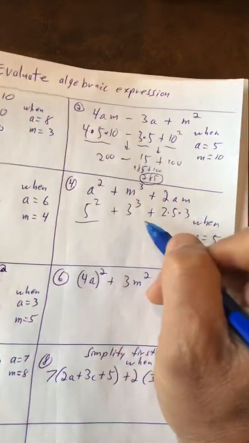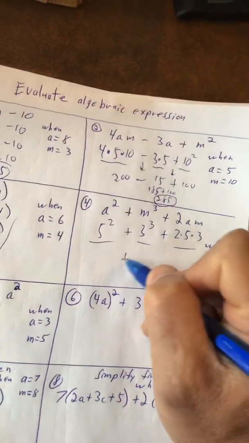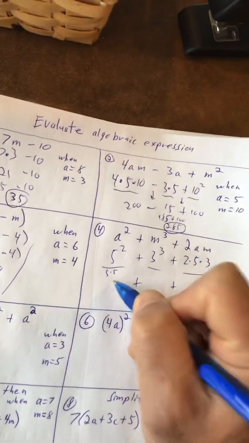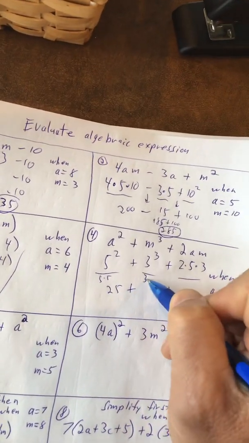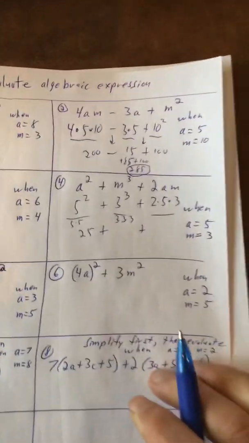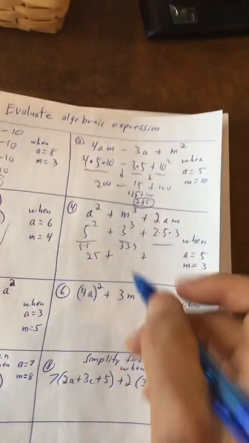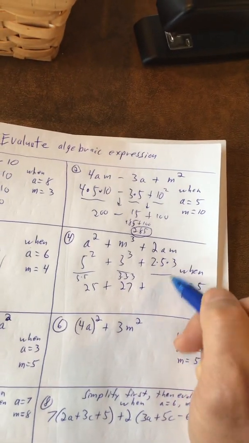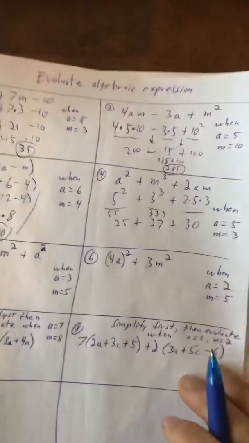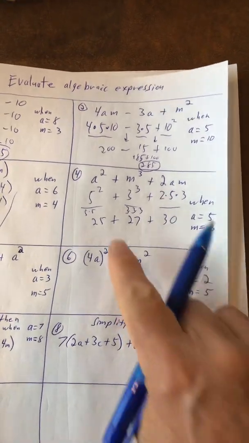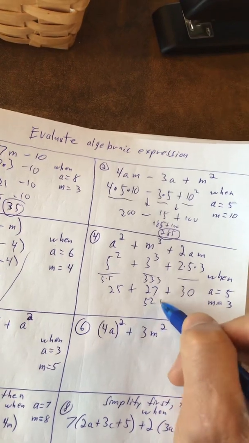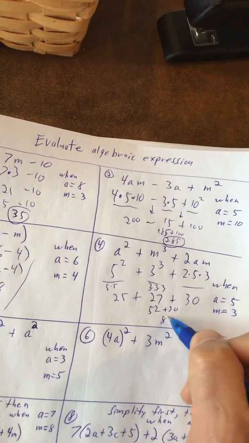So again, I'm going to get my answer, get my answer, get my answer. I'm going to bring down my pluses. This just means 5 times 5. This means 3 times 3 times 3. And 9 times 3 is 27. And 10 times 3 is 30. And so 52 plus 30 is 82. There's my answer.